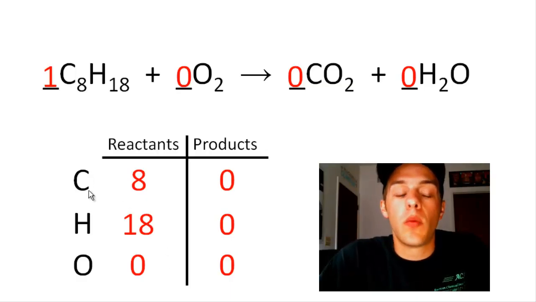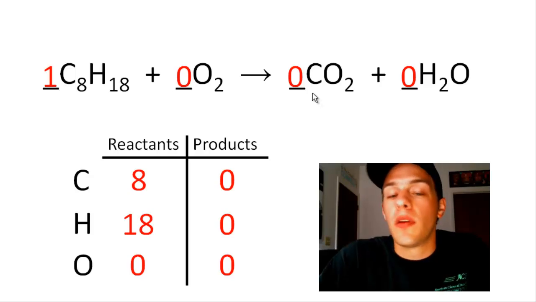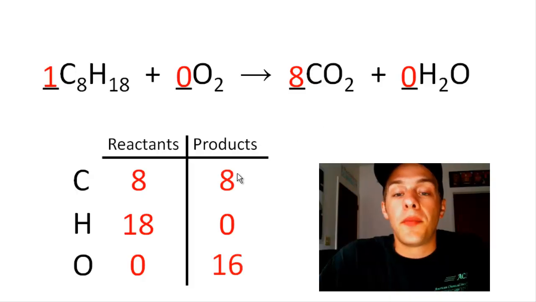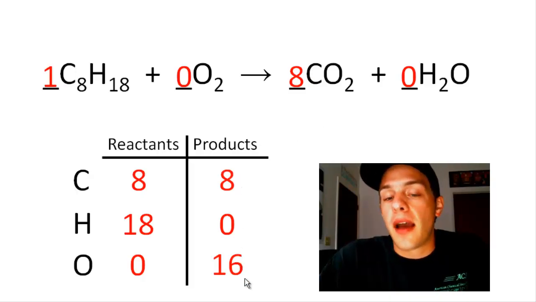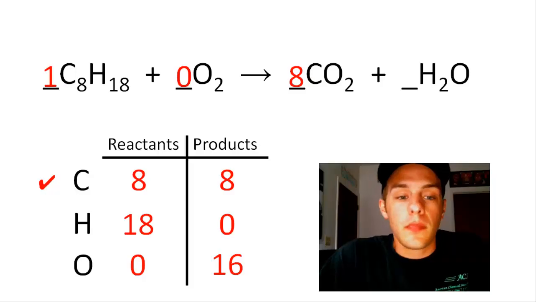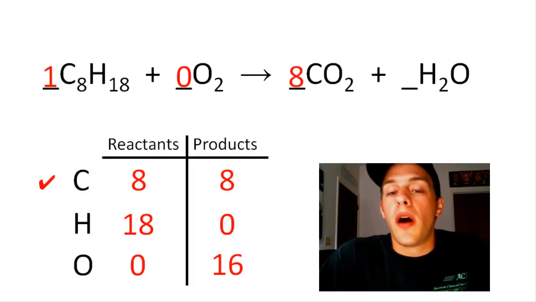Since I'm starting with carbon, I need to balance carbon by assigning a coefficient on CO2 that's going to give me 8 carbon atoms. And that coefficient, of course, is 8. Since I've given a coefficient of 8 to the CO2, I've changed the number of carbons and the number of oxygens on the right-hand side of the equation. So I now have 8 carbon atoms and 16 oxygen atoms on the right-hand side. And look at that, we've just balanced carbon. It's very simple. So now we're going to move on to hydrogen.